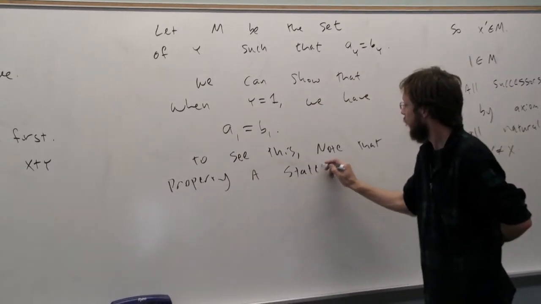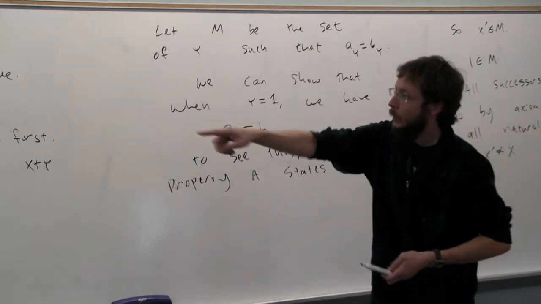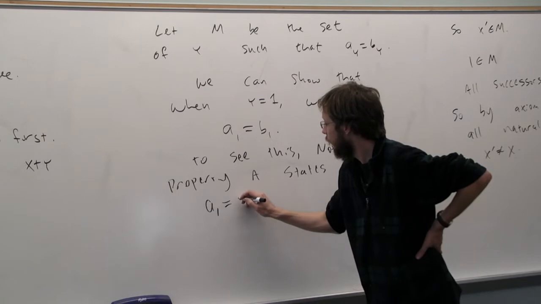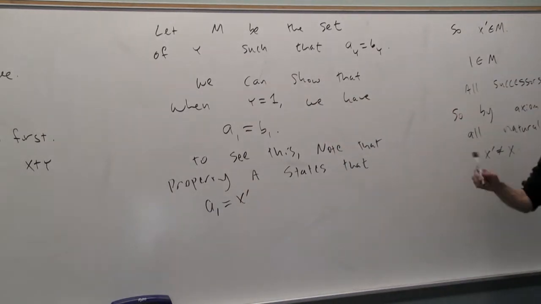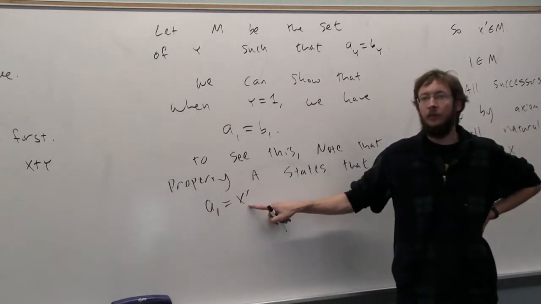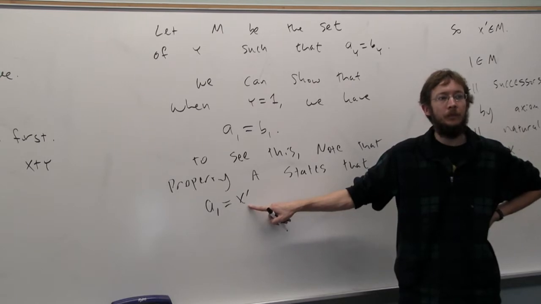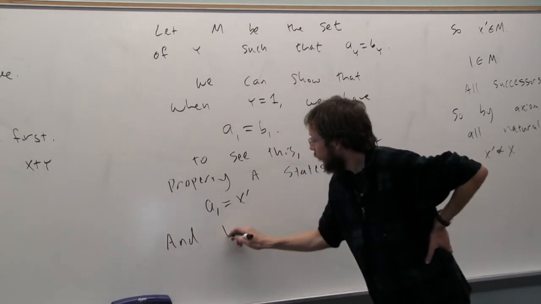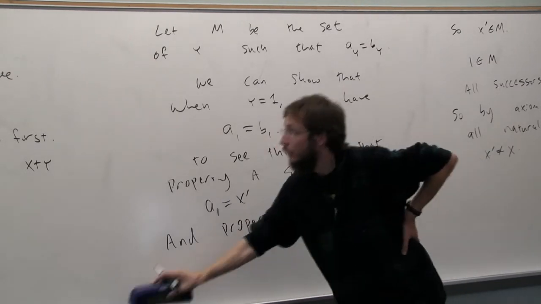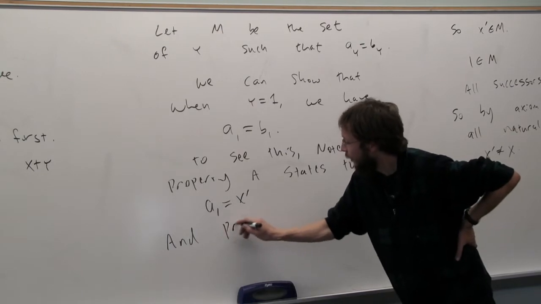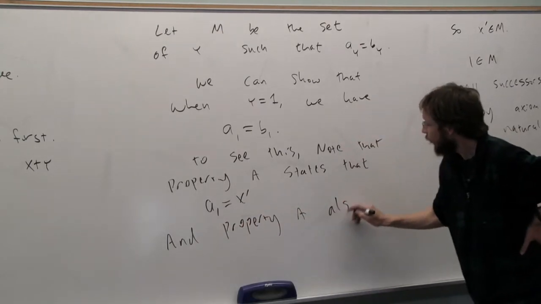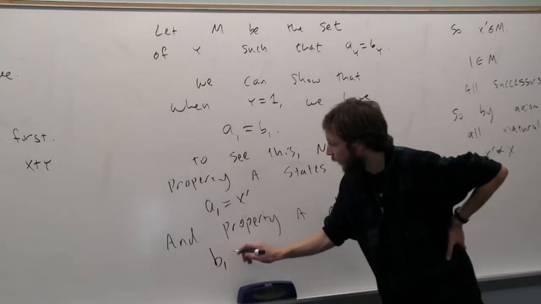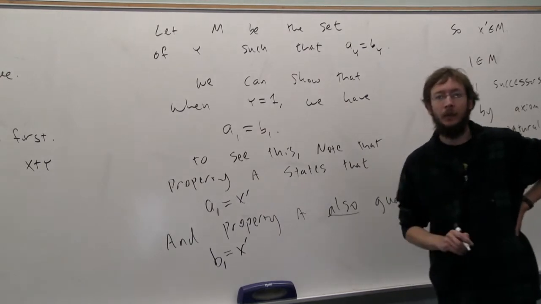Property A states that whenever you have x plus 1, that's what this means, it has to equal x successor. And property B, so property A also guarantees that whatever you defined the operation B as, that also has to equal x successor.